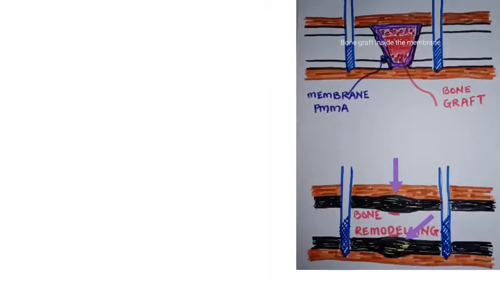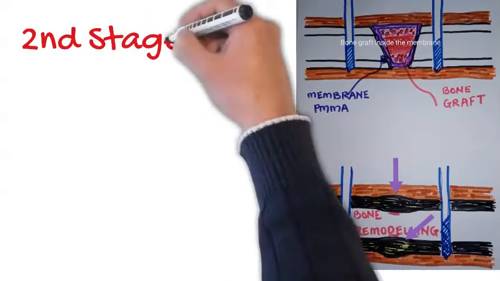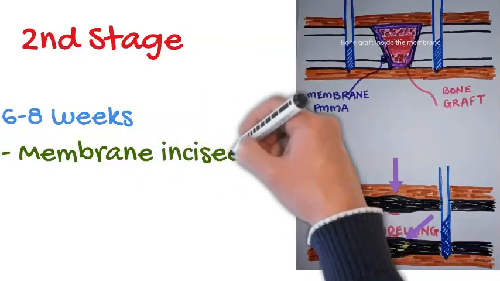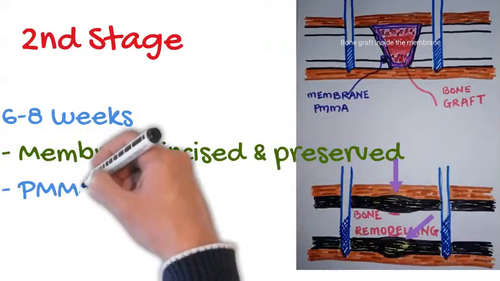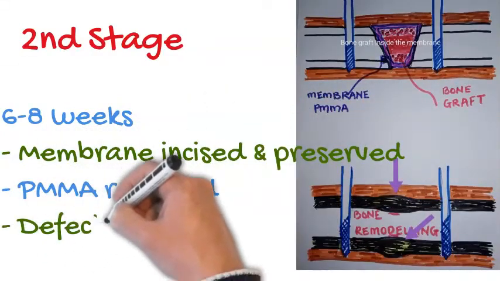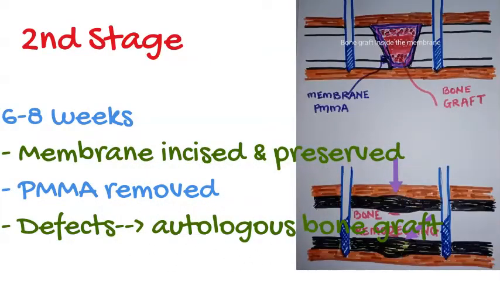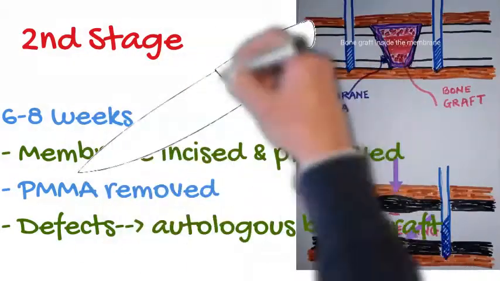Second stage, after 6 to 8 weeks, the membrane is carefully incised and preserved while the PMMA spacer is removed. The defect is filled with autologous bone graft. Then, stabilization by intramedullary nail or plate. Early weight bearing depends on fixation stability. It is good because early weight bearing helps stimulate bone healing.